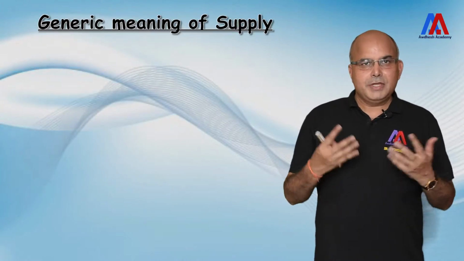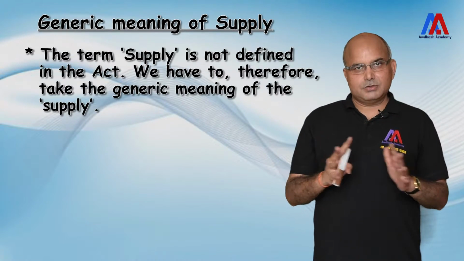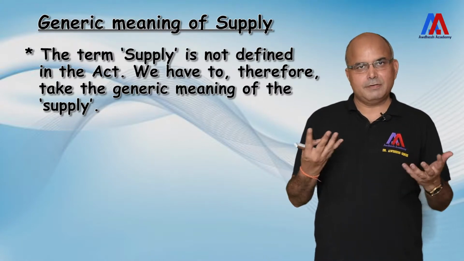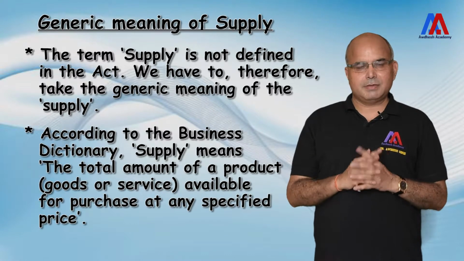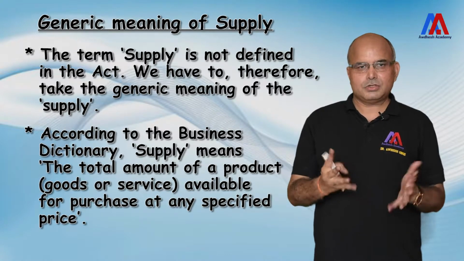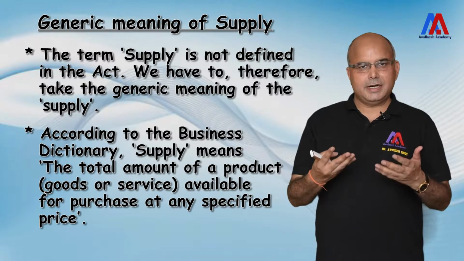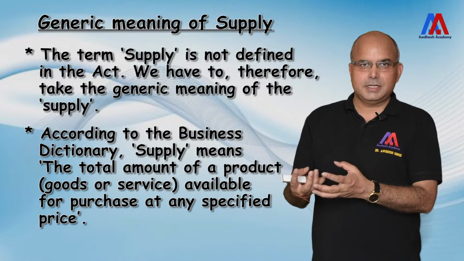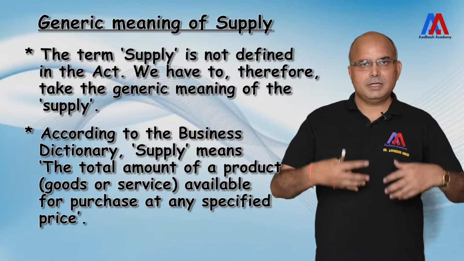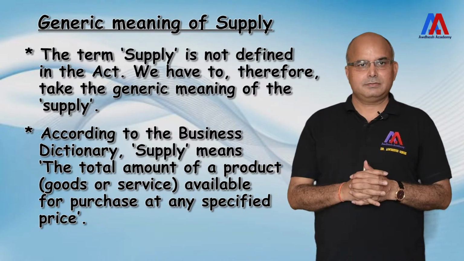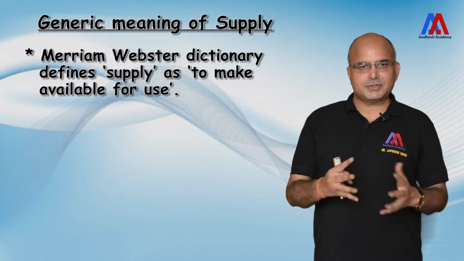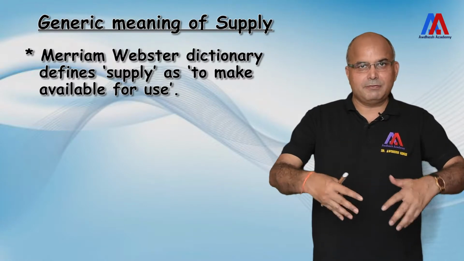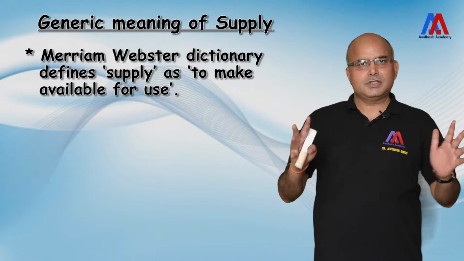Let us first understand what is the meaning of supply. The word supply is not defined under the GST Act. We have to therefore derive the generic meaning of supply. In the business dictionary, supply means the total amount of product, goods or services available for purchase at any specified price. That means there has to be a product, whether in the form of goods or services. Second, that it should be available to be purchased at a given price. If we refer to the Merriam-Webster dictionary, it says supply means to make available for use. So you are making something available for use, and that is called supply. So these are the generic meanings of supply.